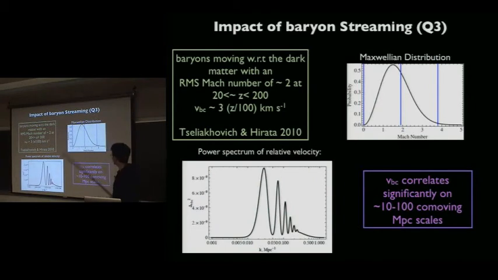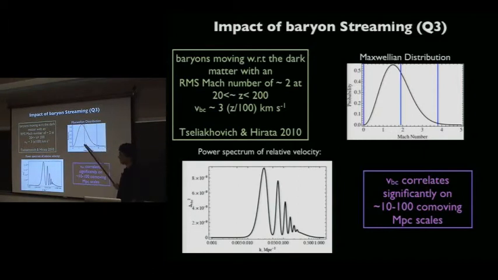Okay, so just a bit of background on what these supersonic velocity differences are. Again, the baryons are moving with respect to the dark matter, and it turns out when the universe is cooling adiabatically, that on average the baryons have a Mach number of 2 relative to the dark matter. But like everything in cosmology, it's a Gaussian random field, and so the modulus of the velocity is a Maxwellian.